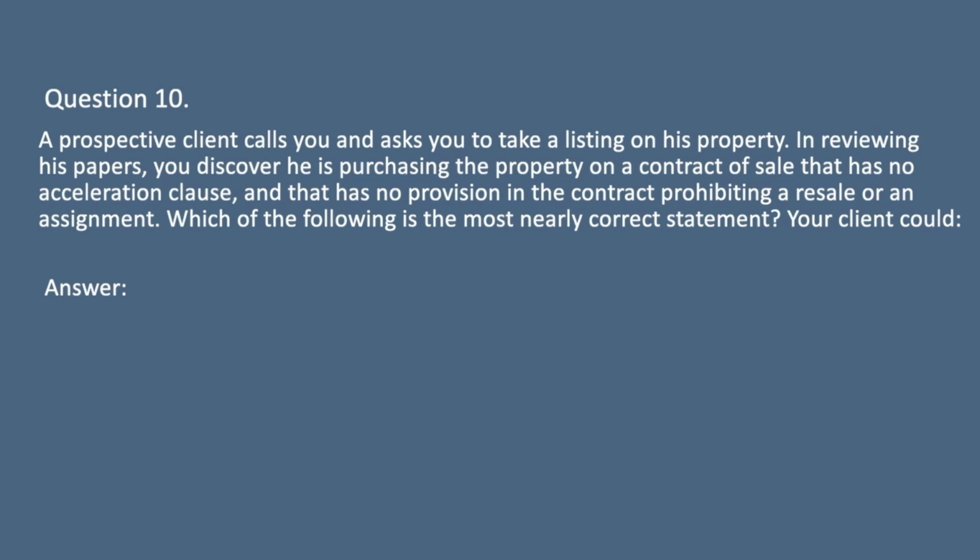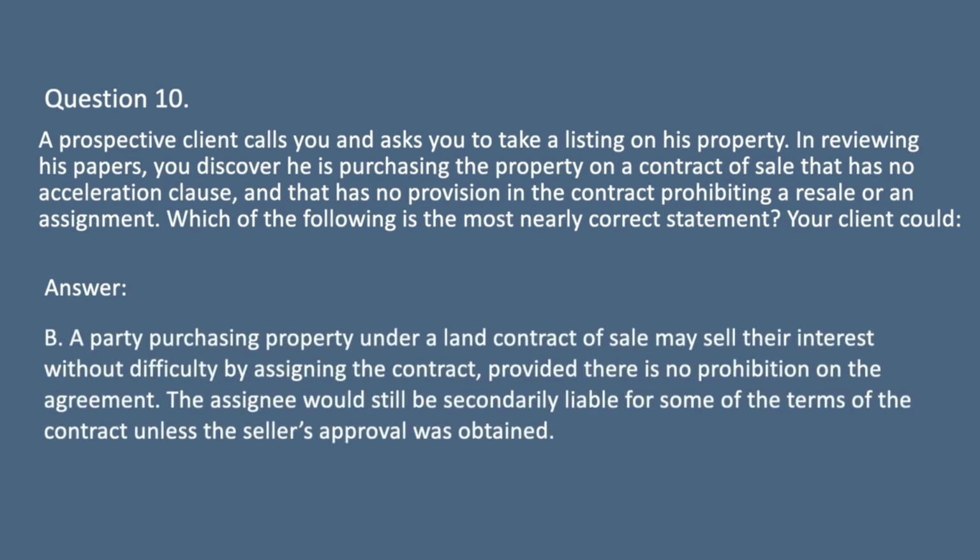Answer. B. A party purchasing property under a land contract of sale may sell their interest without difficulty by assigning the contract, provided there is no prohibition on the agreement. The assignee would still be secondarily liable for some of the terms of the contract unless the seller's approval was obtained.